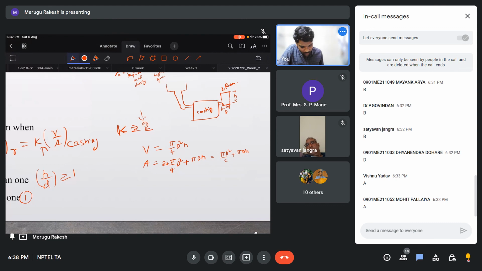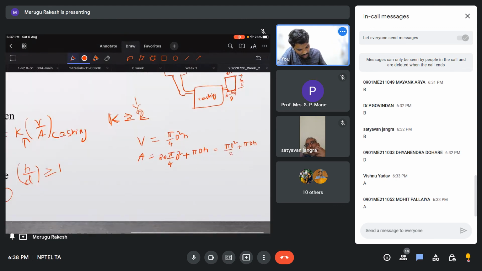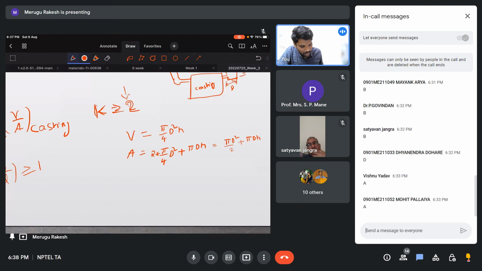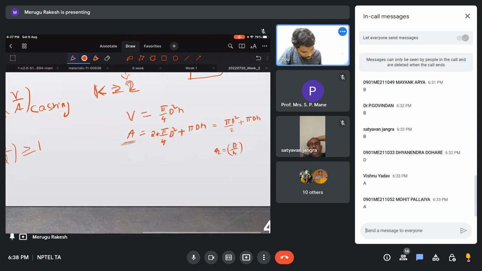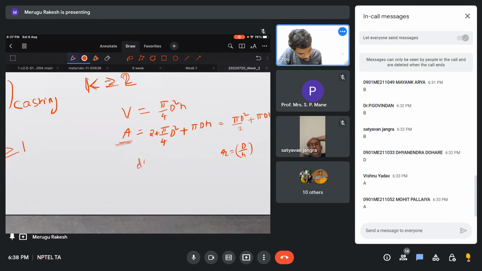Now we need to get the optimum design for this. We know that for a riser the V by area ratio should be high, because we need it to solidify at the end. So we have to derive this area with respect to some ratio, that ratio is the d by h ratio. If you derive this area with respect to this ratio r and set it to 0, you will end up getting r as 1.